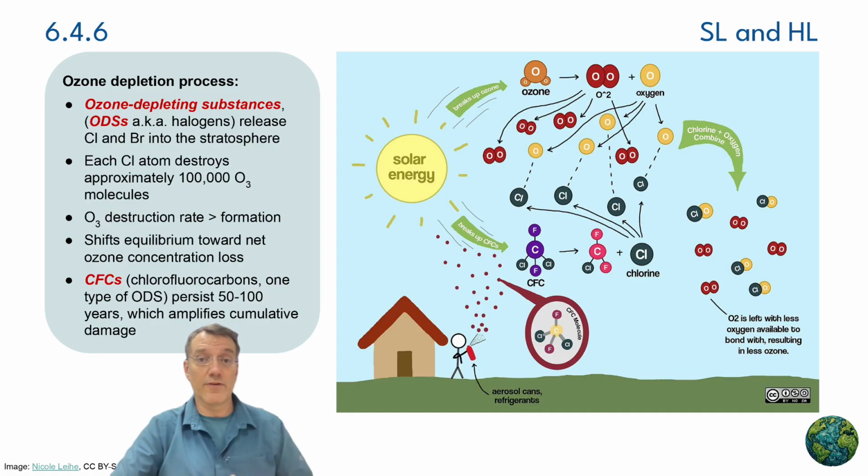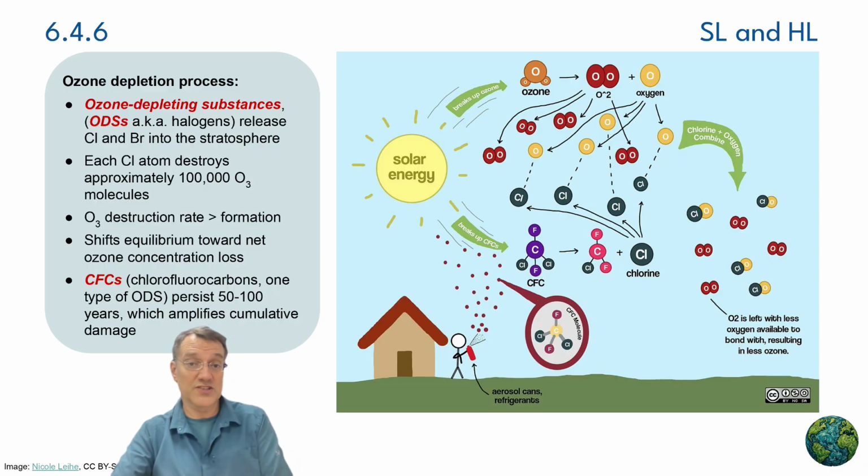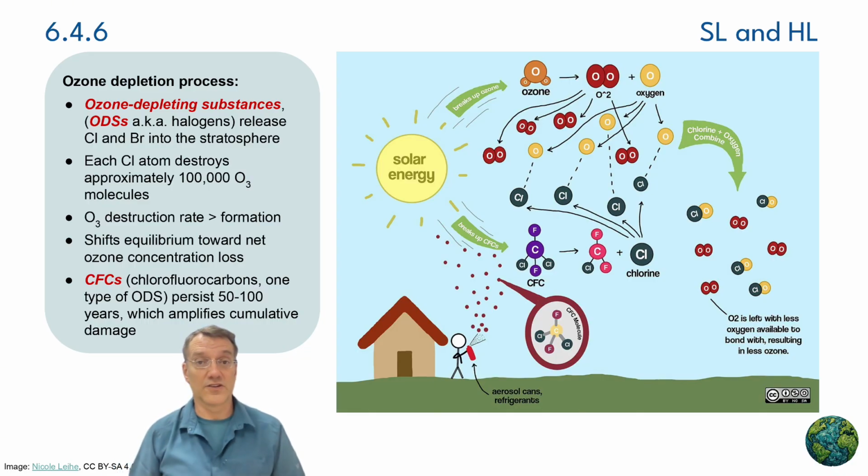This means that the rate of ozone destruction becomes greater than the rate of formation, and that shifts the equilibrium towards a net ozone loss. And because CFCs can persist in the atmosphere for between 50 and 100 years, the damage they cause is cumulative and it lasts a long time.